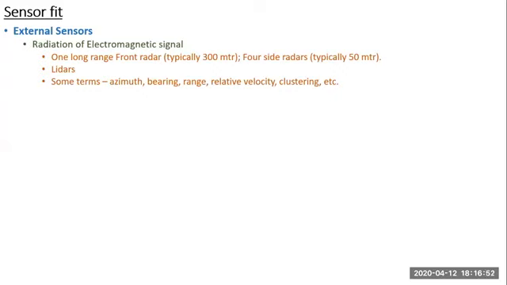Some terminology. When I talk about radiation of electromagnetic signals, I mean radars. So you send a pulse of radio energy or electromagnetic energy, a small short burst, into the environment. If there is a target, it hits the target and then comes back to you. You know the speed of the electromagnetic signal in the environment, and the two-way travel time has been recorded by you, so you get the distance.